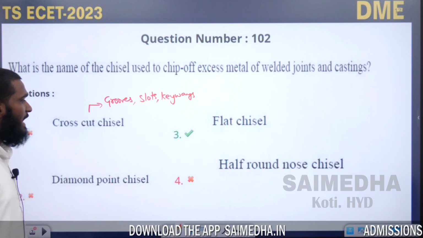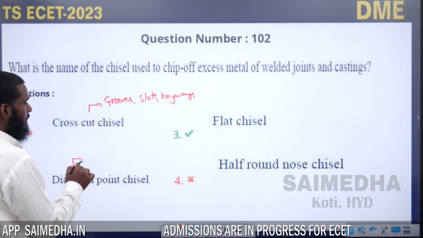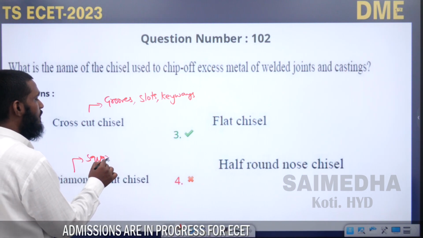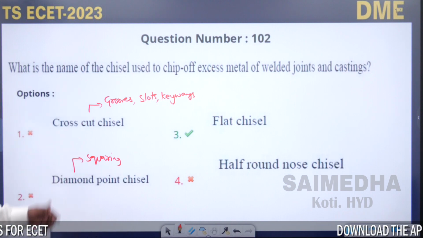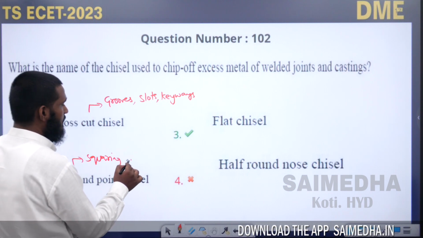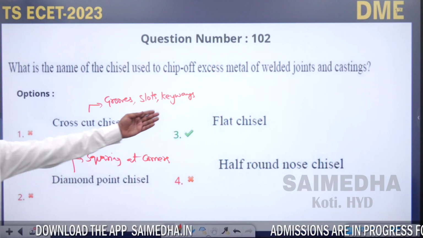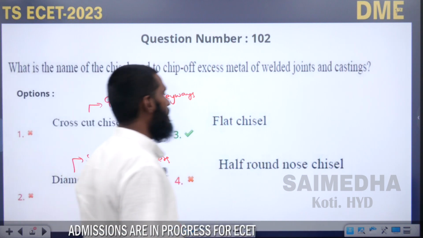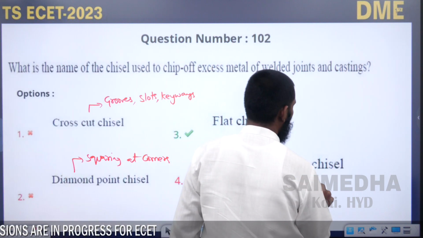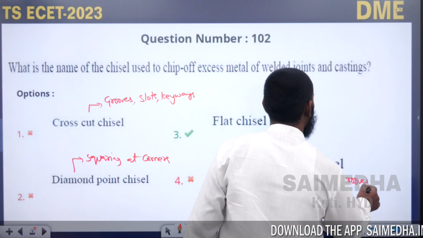Next, the diamond point chisel is used for squaring of the corners. Then the half round chisel is used for curved grooves. Now the flat chisel: what is the meaning of flat chisel? The chisel which is used to chip off excess metal.